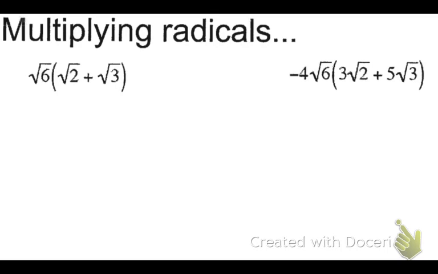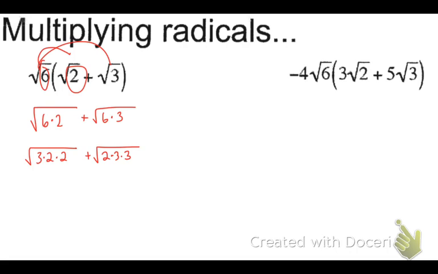Alright, so multiplying radicals. You're just going to distribute and then use your regular radical multiplication rules. So you multiply outside the radicals with outsides and insides with insides. So we get the inside 6 with inside 2 gives us root 6 times 2.